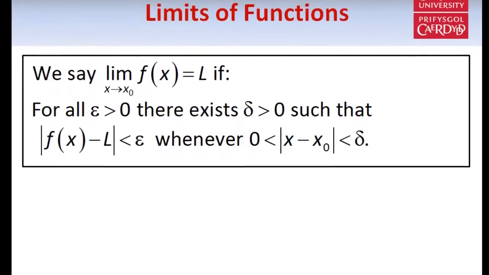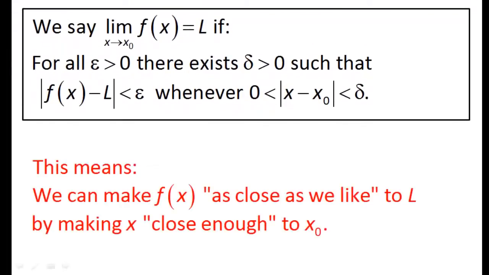That's what the definition says, and here's an informal version of it using words. So basically what the definition is saying is that we can make f of x as close as we like to L by making x close enough to x0 without being equal to x0. So if you compare these two definitions, you might wonder, are they really saying the same thing?